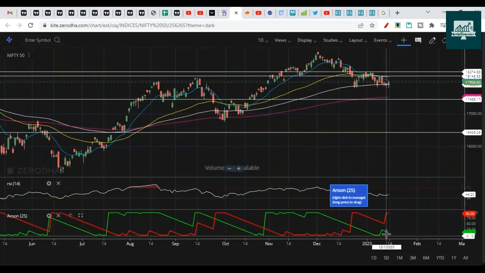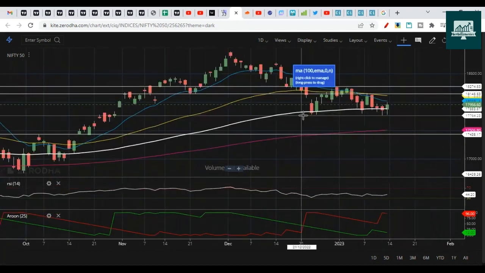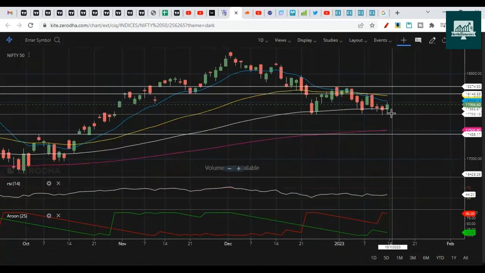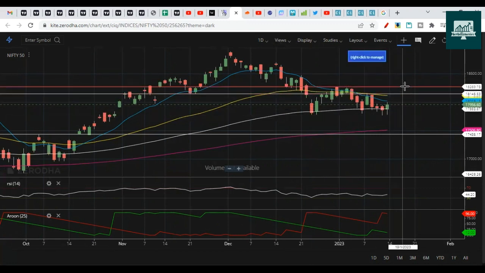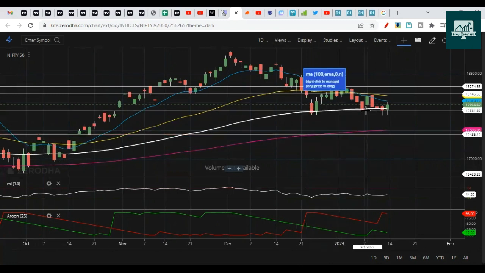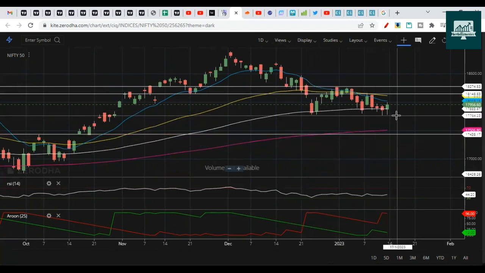Aroon has turned extreme bearish, and there is a support right now near 17,700, which is acting at the 17,770 level. So 770 to 750 levels is what we can expect. Max it can reach, even if it has to come down, then again it can give a pullback towards this resistance zone. So this is a very simple analysis as per the price action and indicators.